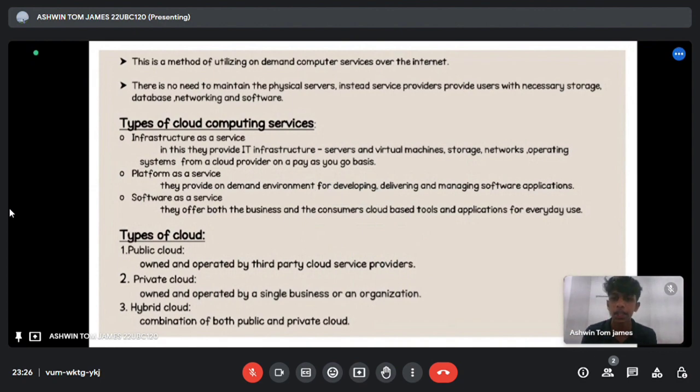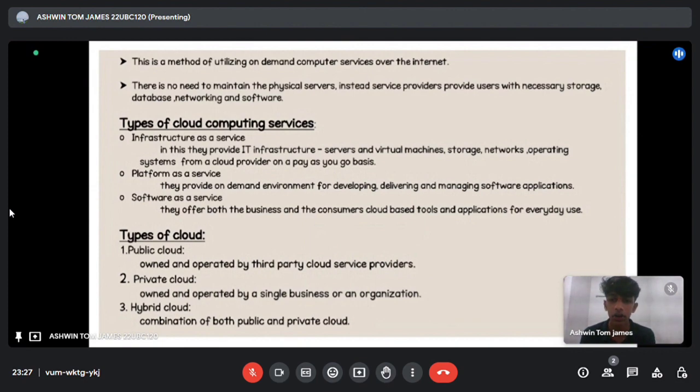Infrastructure as a service: they provide IT infrastructure, servers and virtual machines, storage, networks, and operating systems from a cloud provider on a pay-as-you-go basis. Platform as a service: they provide an on-demand environment for developing, delivering, and managing software applications. Software as a service: they offer both business and consumer cloud-based tools and applications for everyday use.